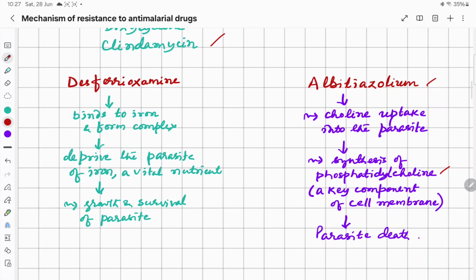Besides, desferrioxamine, the iron chelator, can also be used, which binds to iron and forms a complex, depriving the parasite of iron, the vital nutrient, and inhibits the growth and survival of the parasite. Albitiazolium is another new drug which inhibits choline uptake into the parasite and inhibits the synthesis of phosphatidylcholine, a key component of the cell membrane, and causes parasite death. Besides inhibiting choline uptake, it also inhibits certain enzymes required for the synthesis of phosphatidylcholine.